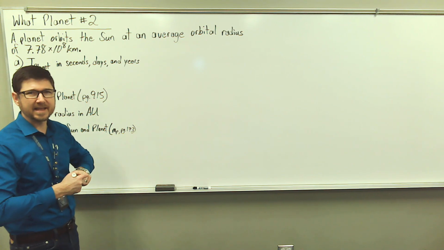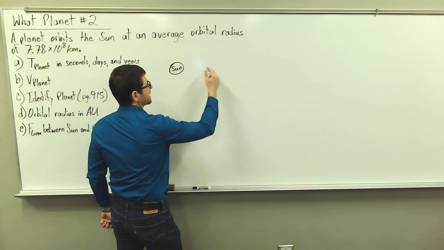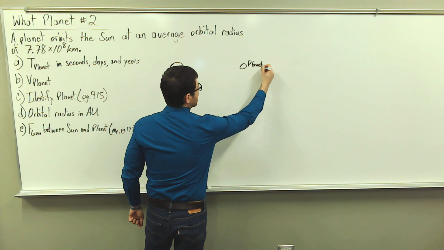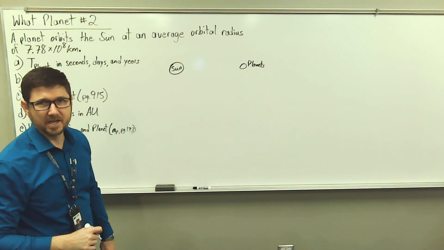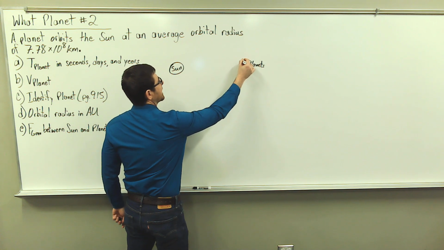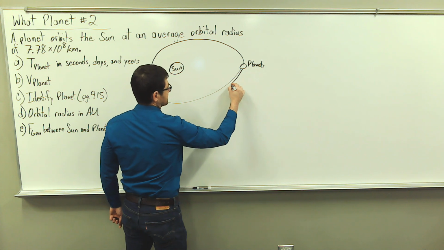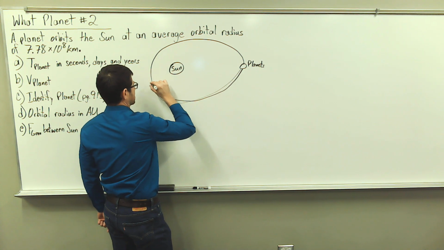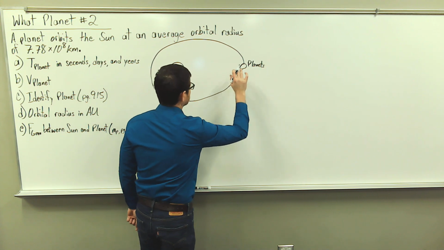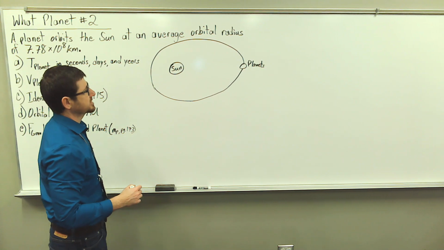What I want to do is draw a simple picture. So we have the sun, and we know according to Kepler's first law that the planets are going to orbit the sun in an elliptical path, with the sun being located at one focus of the ellipse. Okay, so we've got something that looks something like that. So orbital time period in seconds, days, and years.